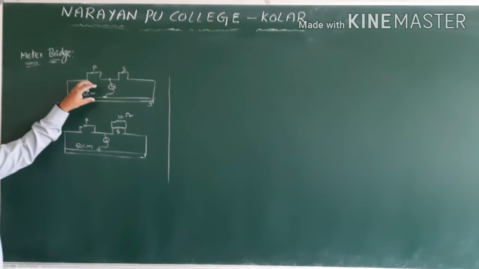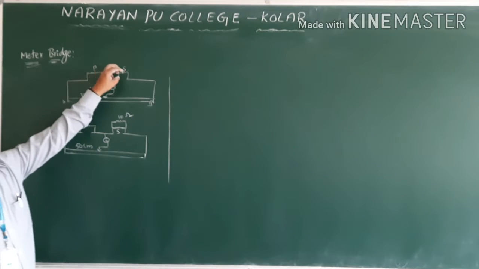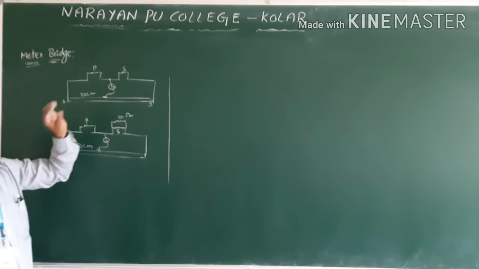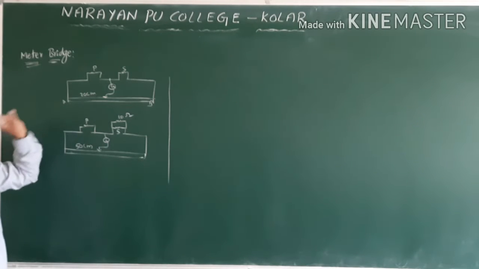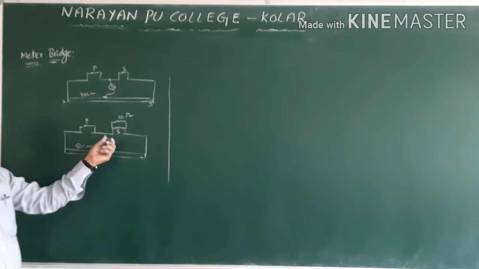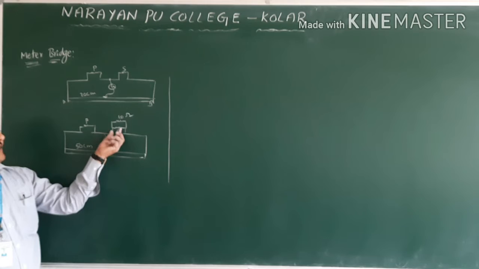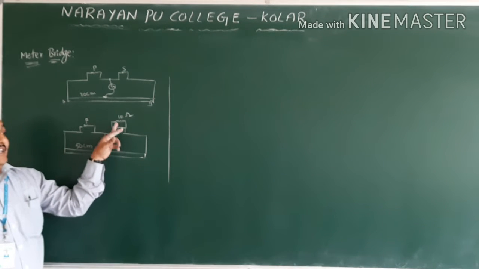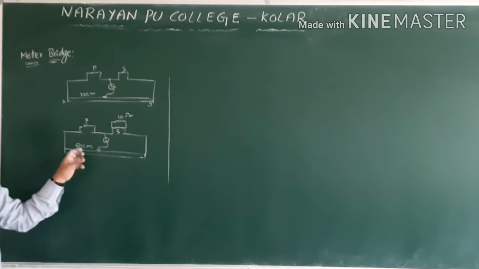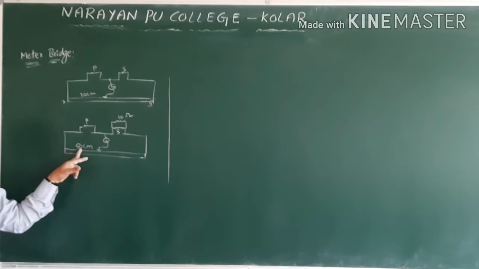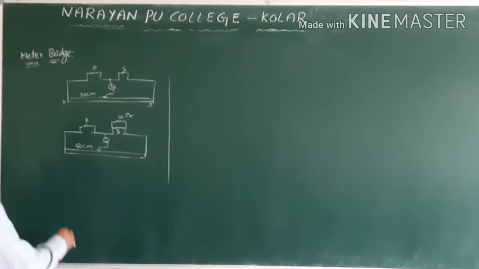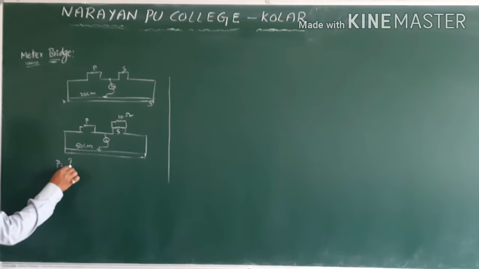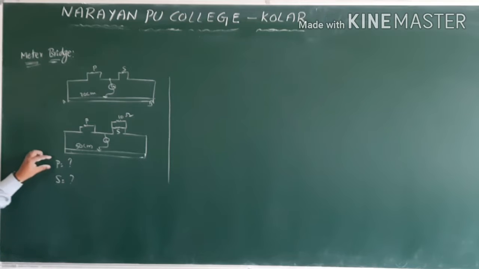Okay. In the first case, two unknown resistances are connected in the left gap and right gap. The balancing length is 20 centimeters. In the second case, for the right gap resistance they connected a 10 ohm resistance in parallel. See how these two are connected in parallel. Then the balancing length is 50 centimeters. Then what are the P value and S value? You have to find the P value and the S value. Okay. This is what you have to find.